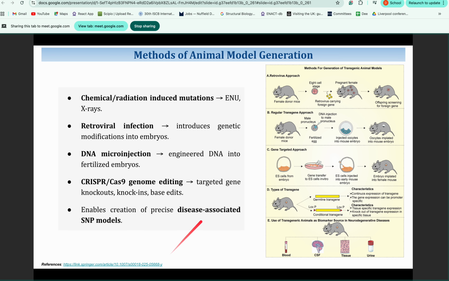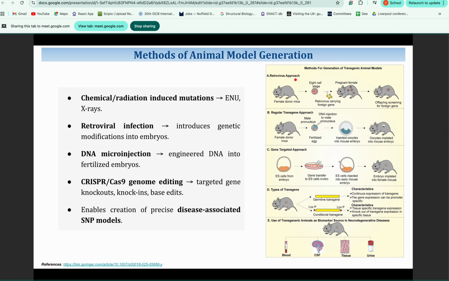Now from this article I have obtained this method for generation of transgenic animal models. So if you are interested, you can go through this paper. It mentions in detail what are the different methods with which you can generate the transgenic animal models. So I'll give you a quick overview of this.